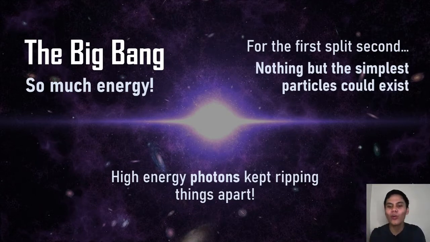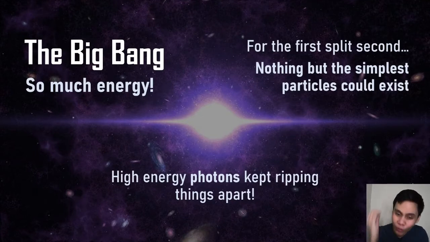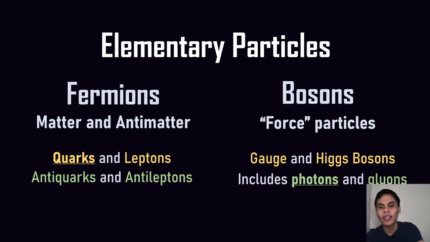The Big Bang was an event that had so much energy that for the first split second, nothing but the simplest particles could exist, because anything more complex than those simplest particles would be ripped apart by high energy photons that are just going all over the place in that tiny, infinitesimal initial singularity. But again, just a review, your simplest particles are the fermions and the bosons. So the fermions are basically the matter and antimatter, while the bosons are force particles.